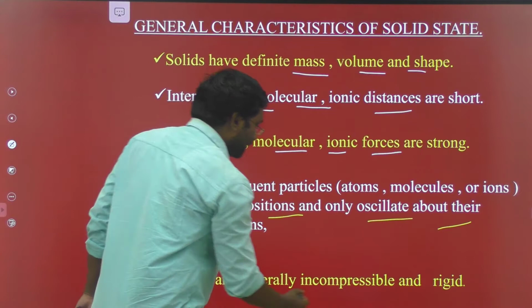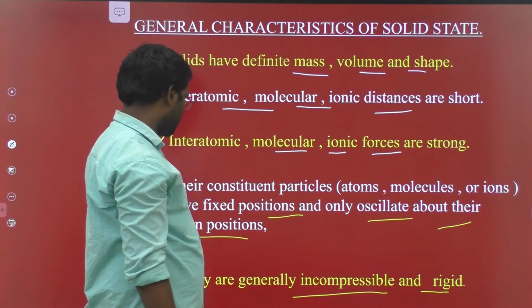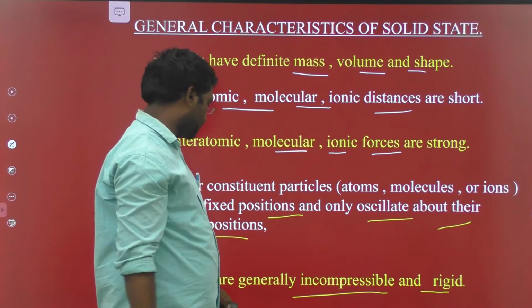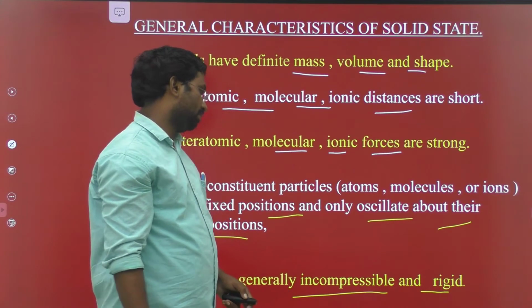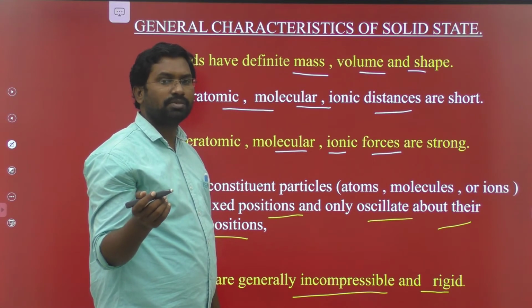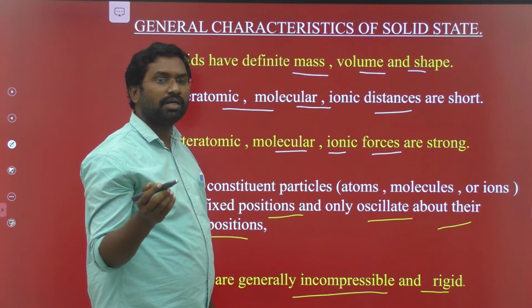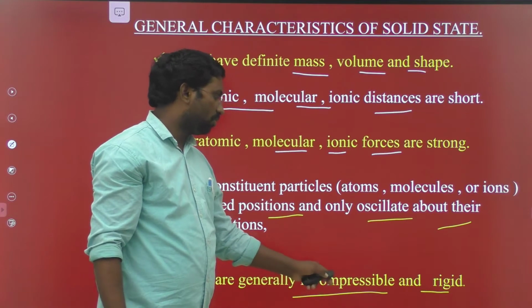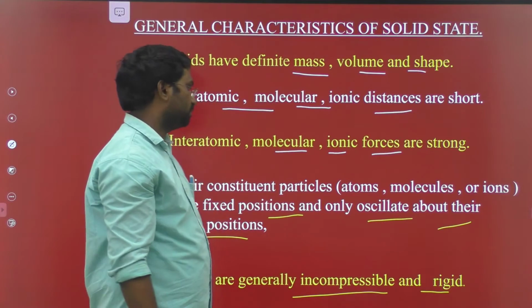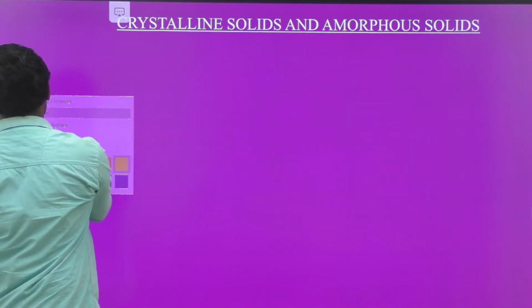They are generally incompressible and rigid. So this is a different property of the solid compared with liquid and gas. They are generally incompressible. Generally, liquids and gases are compressible, but in case of solids, due to the arrangement of the particles, they are very incompressible and have a rigid character. So these are the unique properties of solids.